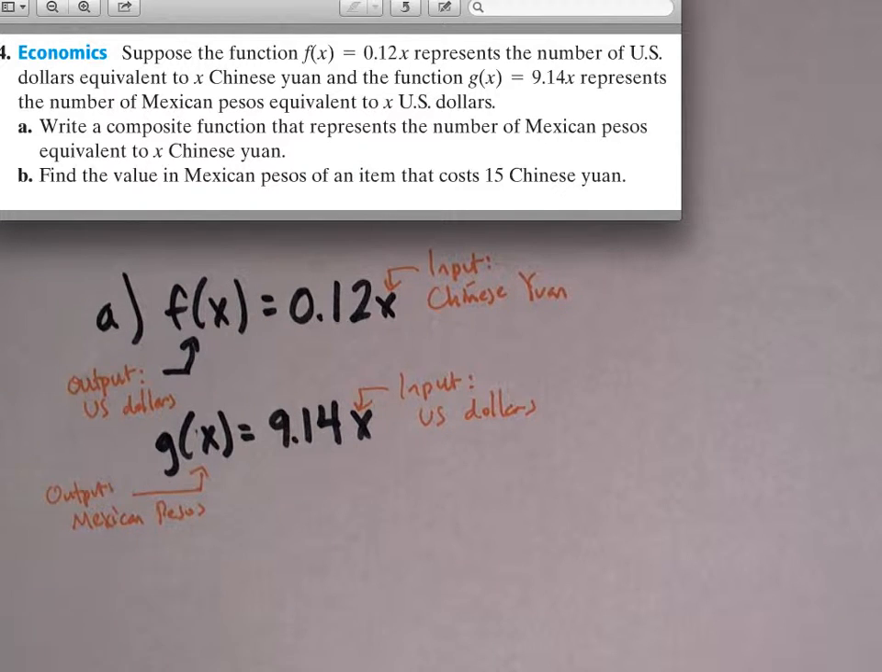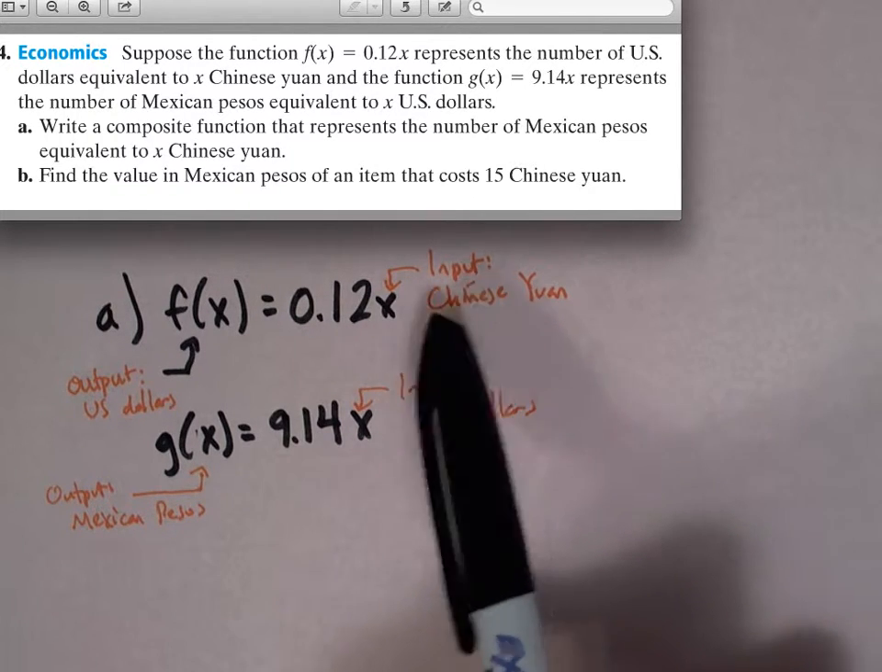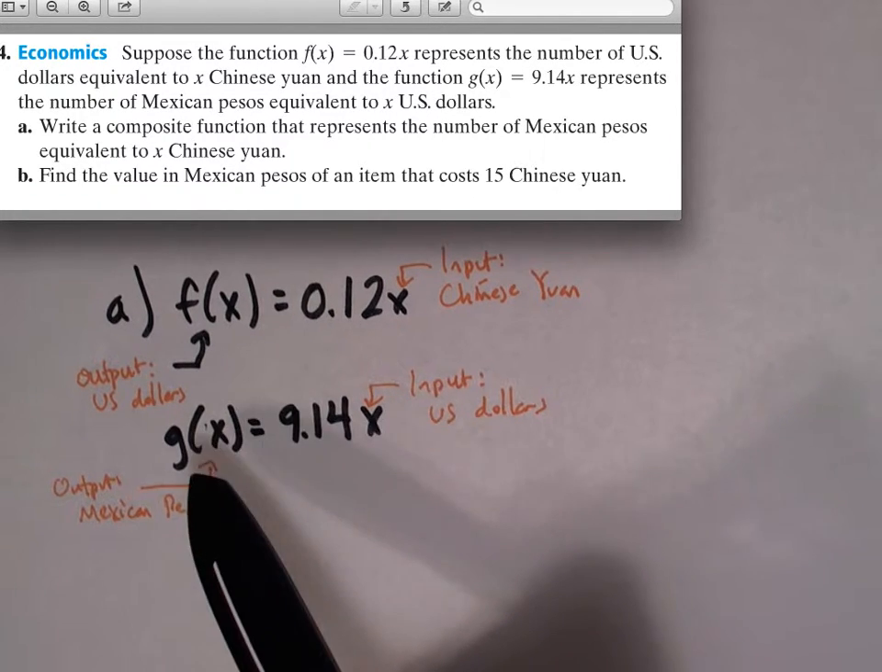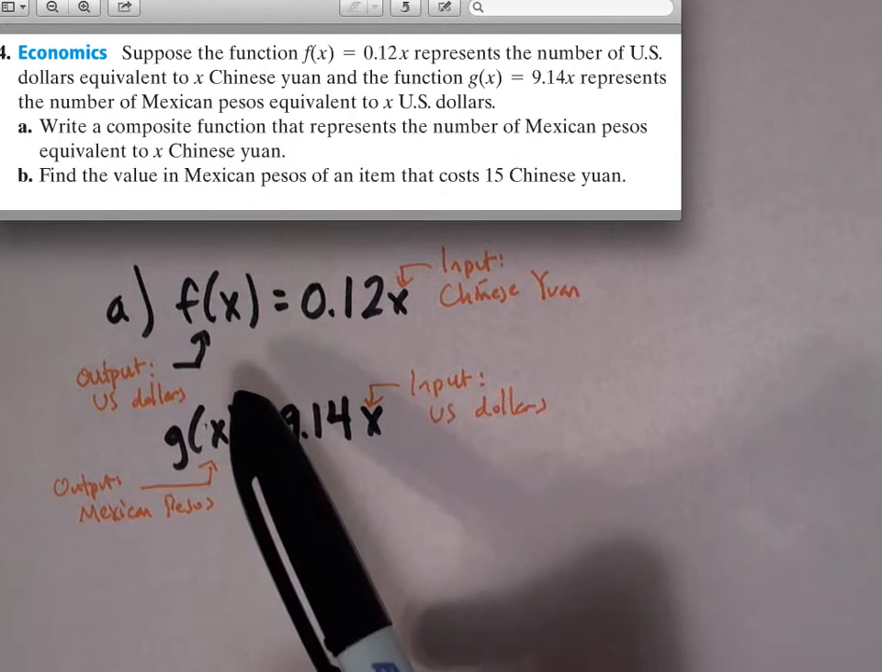So I've just written these out again, labeling so we can understand what our input is. For f of x, our input is the Chinese yuan, and the output is US dollars. For g of x, the input is US dollars, and the output is Mexican pesos. So you can see how US dollars helps form the chain.